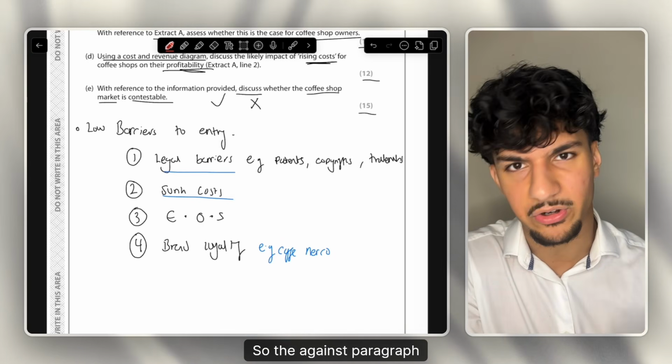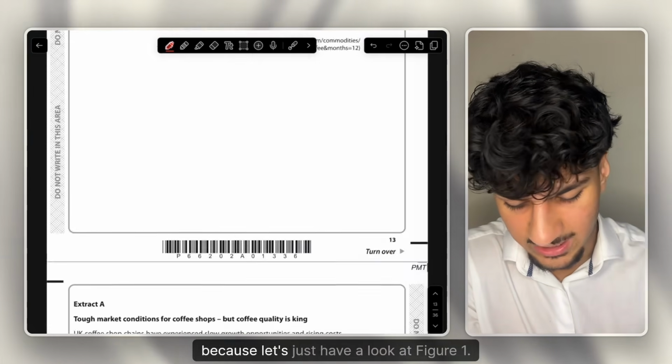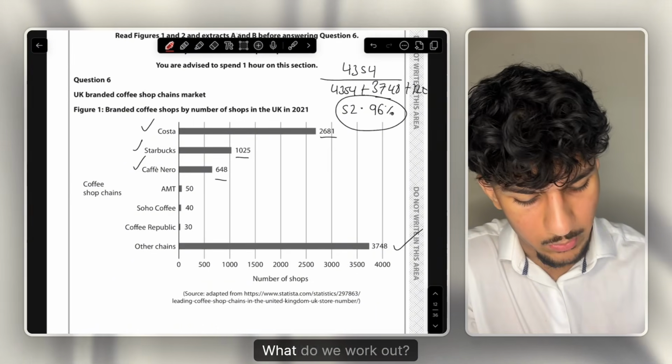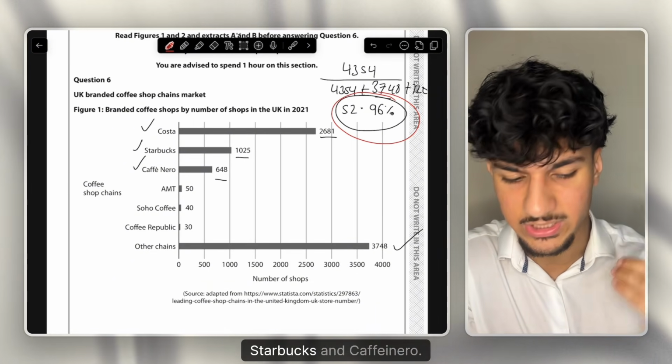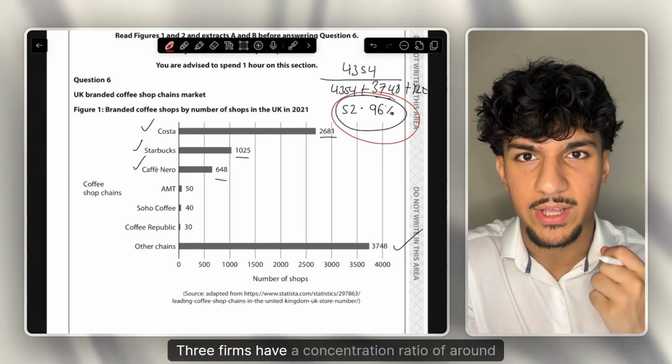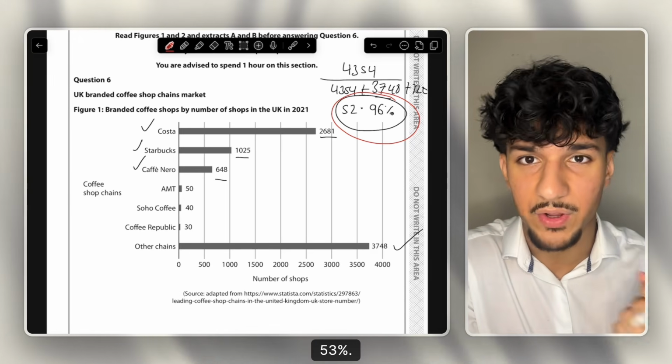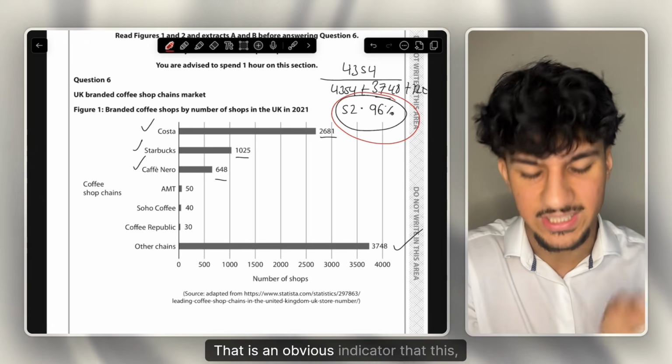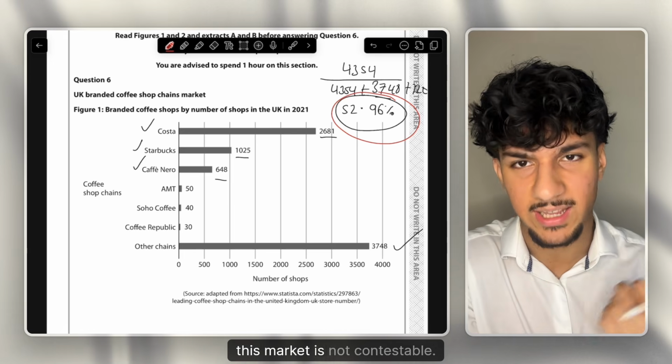Proving that the market is contestable is the harder paragraph, I believe, as opposed to the uncontestable side of things. So the against paragraph is a lot easier. And why? Because let's just have a look at figure 1. What does this show? What do we work out? Costa, Starbucks and Caffè Nero, 3 firms, have a concentration ratio of around 53%. That is an obvious indicator that this market is not contestable.